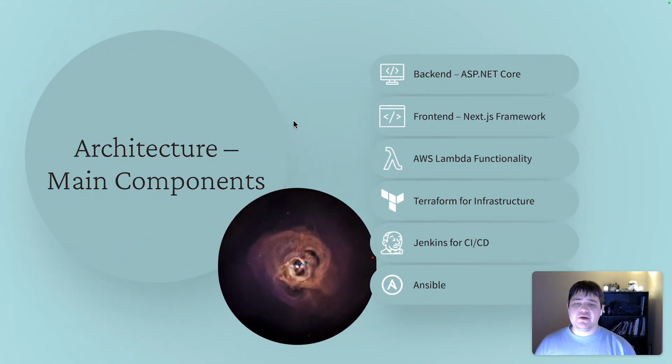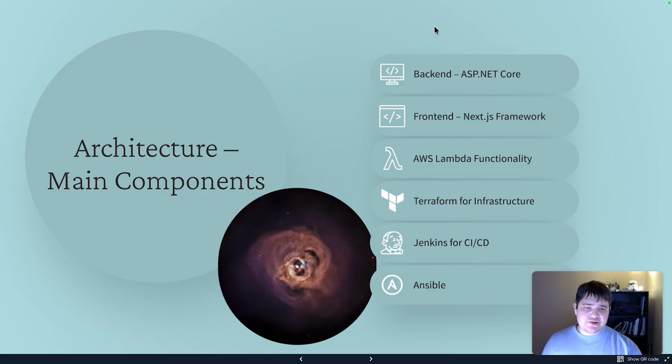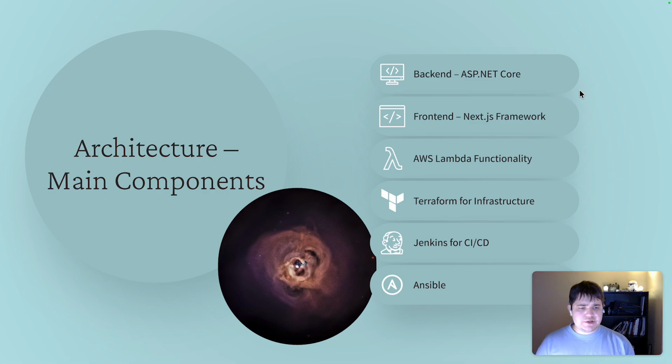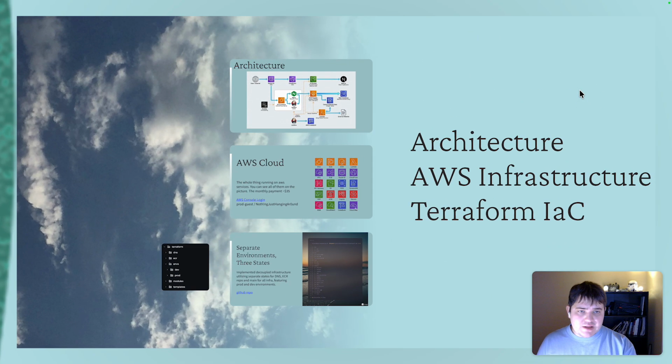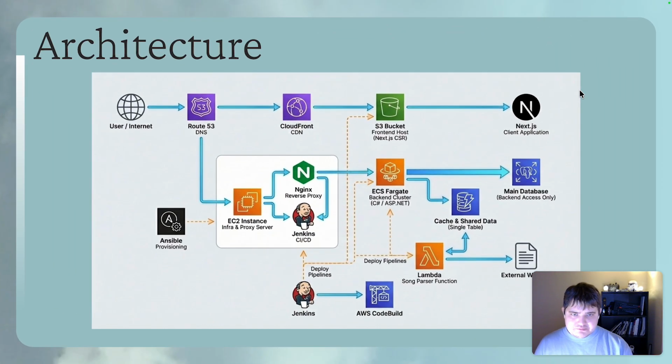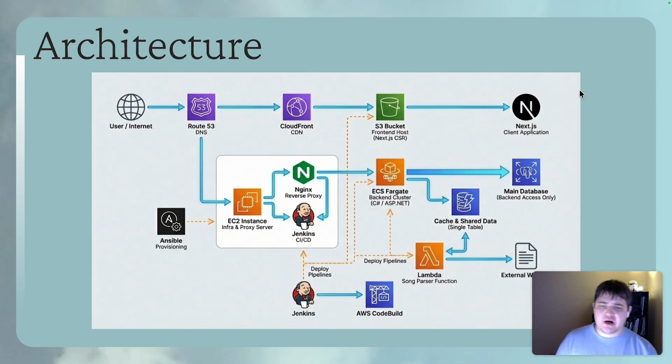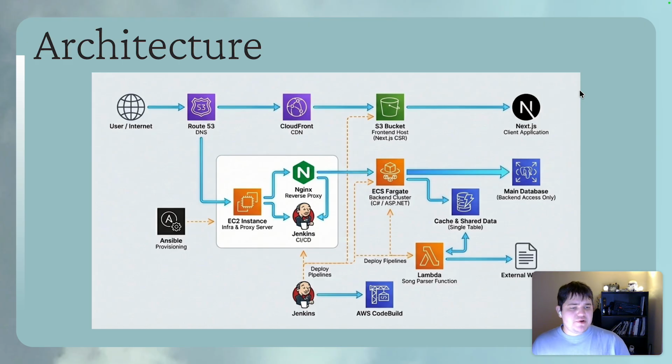All right, here goes the fun part. You can see here the list of technologies I've been using, and I'll cover each of them in a couple slides. So let's start with cloud. Here is the architecture of my application. Do not ask how much time I spent to create this diagram. So let's start with frontend.